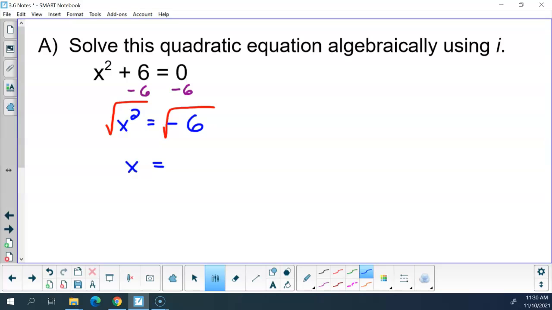Yep. Anytime we take a square root, and that's where a lot of people made mistakes last week, is they forgot the plus or minus on that one. Okay? So this is plus or minus the square root of -6. Now I don't like the square root of -6. So what is the square root of -6? Simplify.